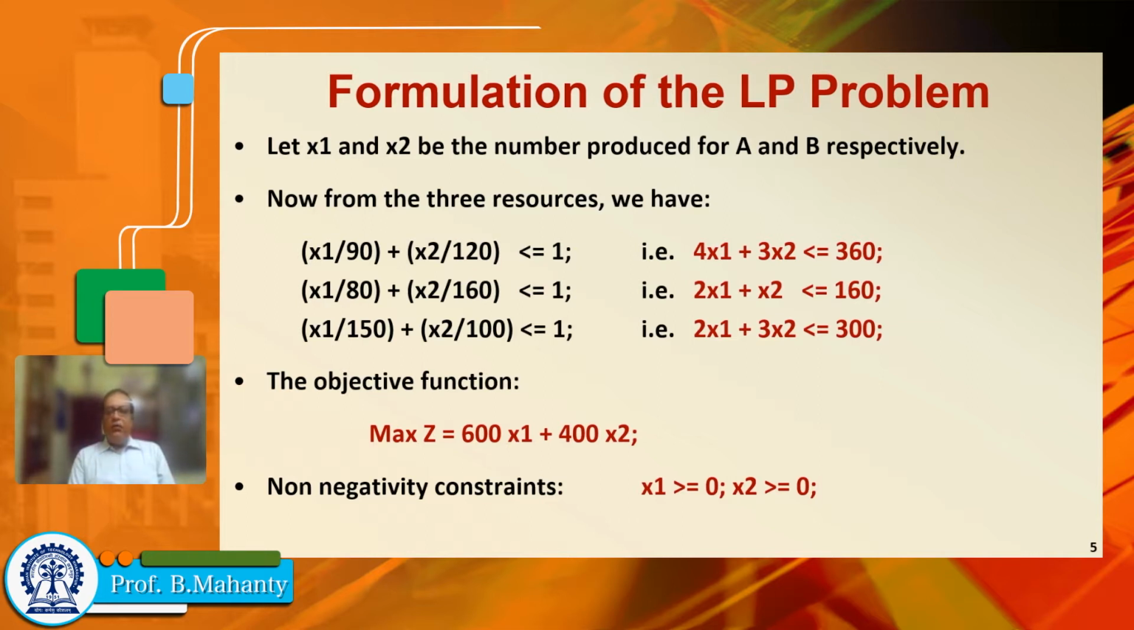Here we multiply by 160 on both sides. So 2x1 plus x2 less than or equal to 160. And the third one, 2x1 plus 3x2 less than or equal to 300. And what would be the objective function? It will be maximize z equal to 600 x1 plus 400 x2. And the non-negativity constraints would be x1 greater than or equal to 0 and x2 greater than or equal to 0. So that would be the various constraints and the objective function as well as the non-negativity constraints.